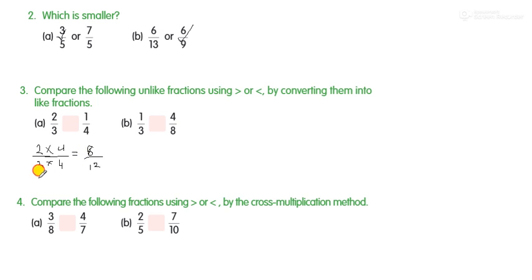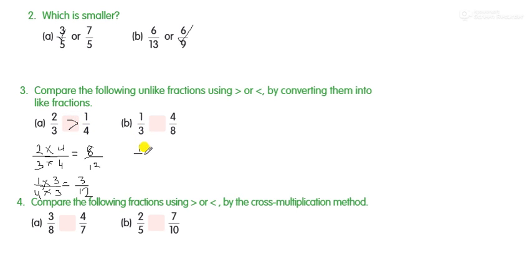Next 1 by 4, multiply the numerator and denominator with a 3. So here 3 by 12. Now we have 8 by 12 and 3 by 12. So here 8 by 12 is greater than 3 by 12. So 2 by 3 is greater than 1 by 4.